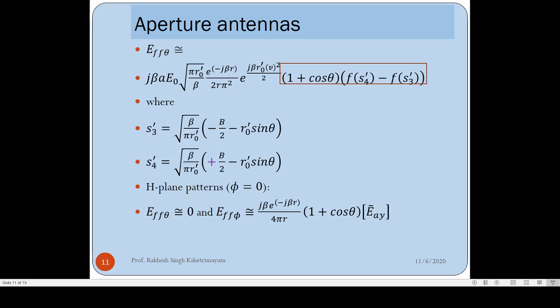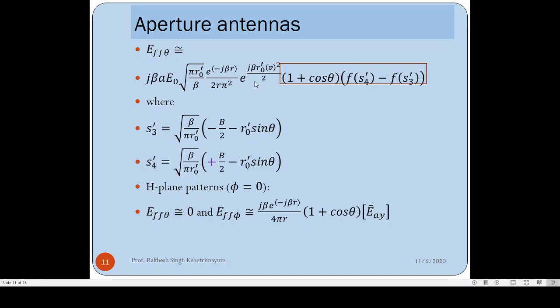So now, what is the theta dependent term? The theta dependent term is this, and this. All are dependent on theta, because here also you see S4 dash and S3 dash are dependent on theta. This is also dependent on theta. This term here is also sine theta. So this whole term will actually give you the field pattern of the E-plane sectoral horn antenna for the E-plane.